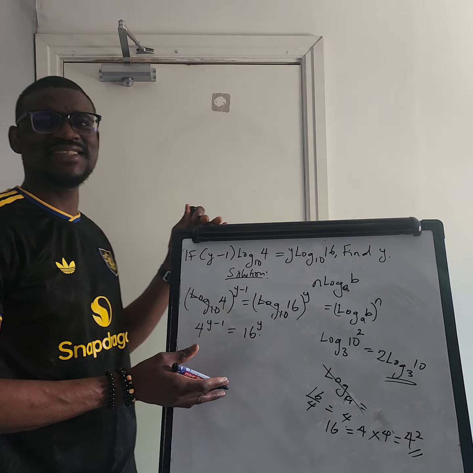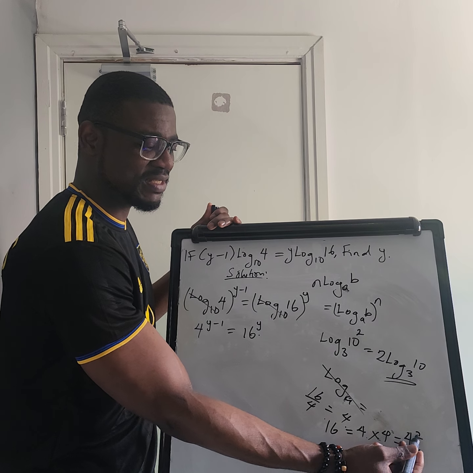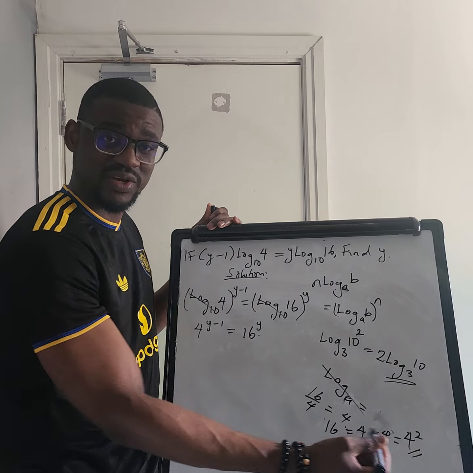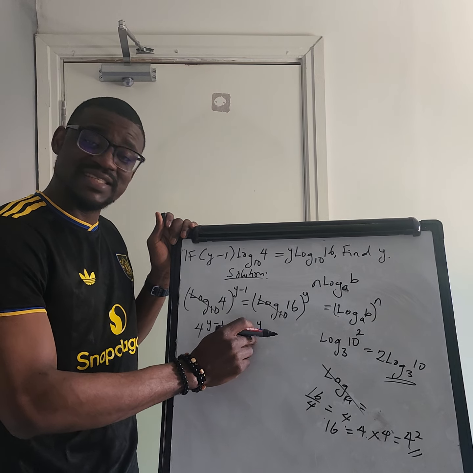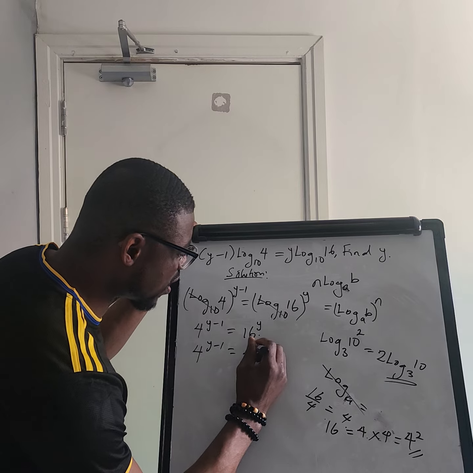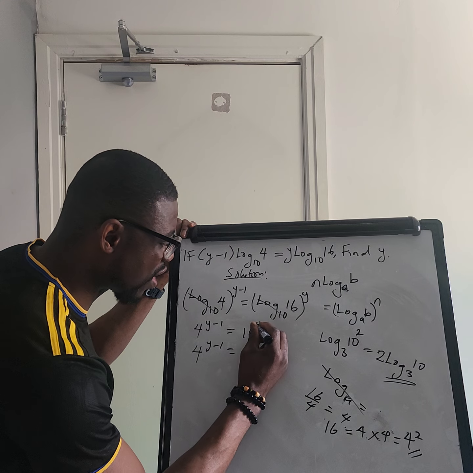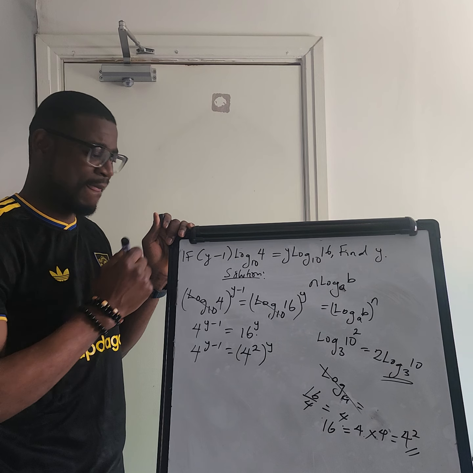Do you understand that? There is no magic. So 4 times 4 is the same thing as 4 raised to power 2, which is also equivalent to 16. Instead of writing this 16 here, we can then replace it with 4 raised to power 2. Of course, there is this y. So let us use a bracket to demarcate the 2.